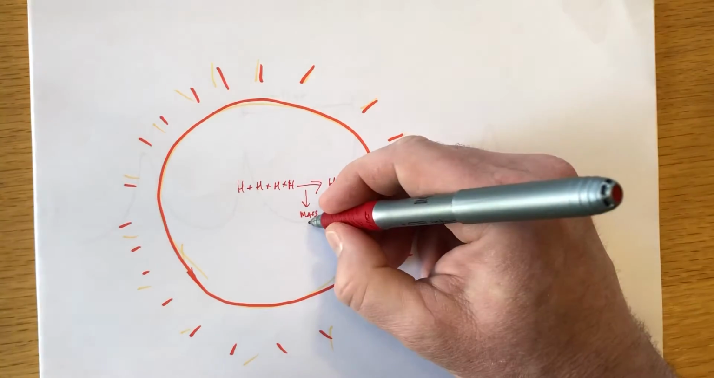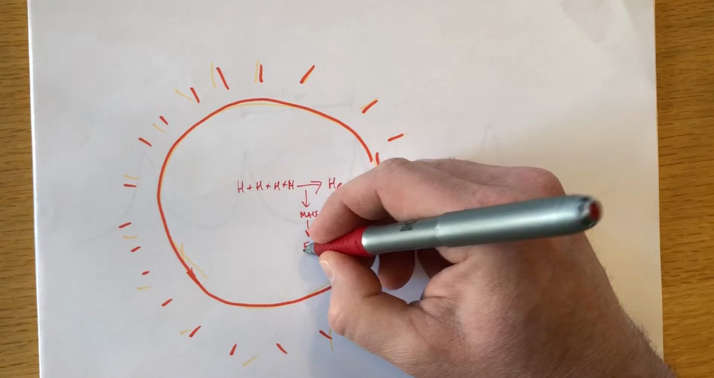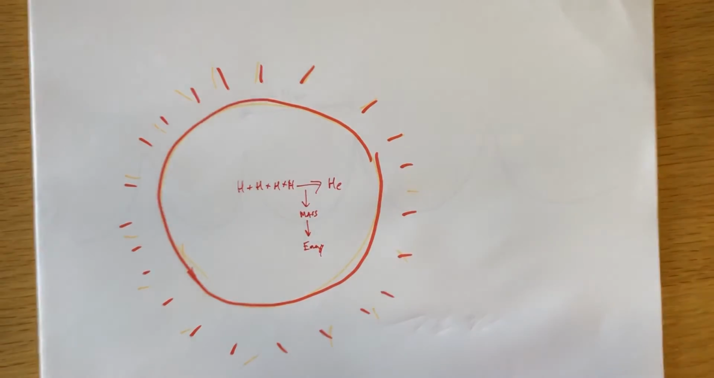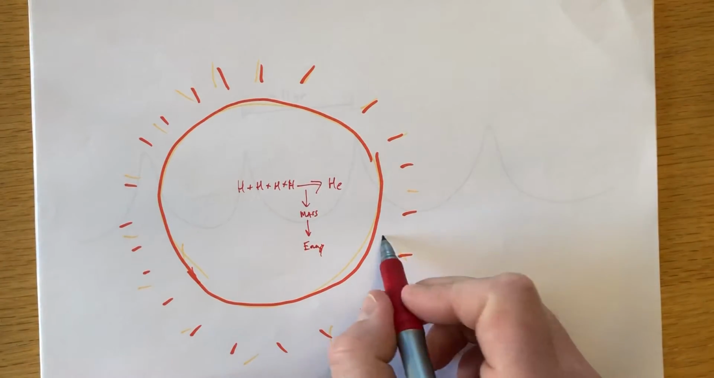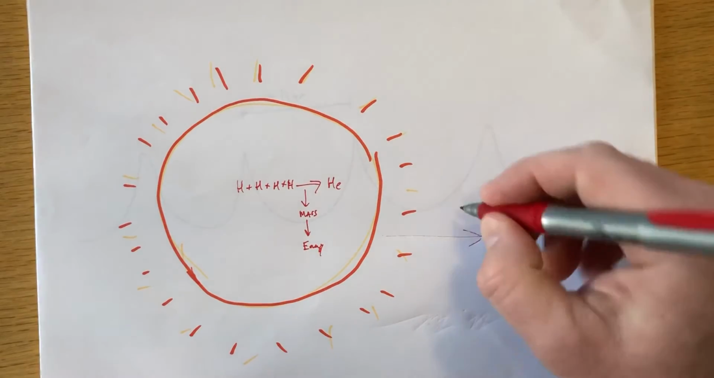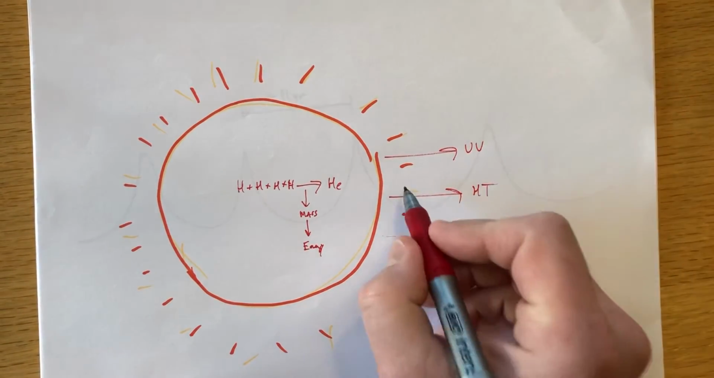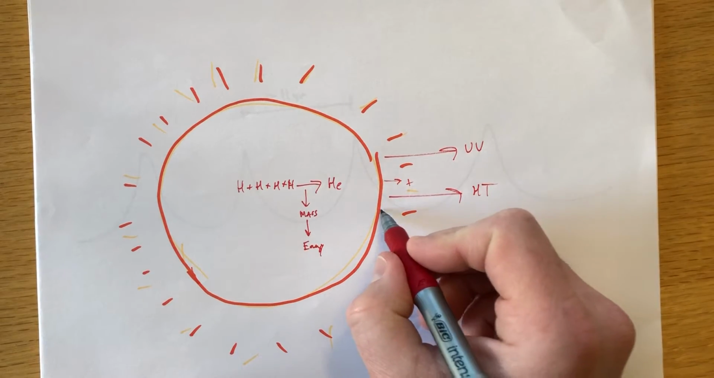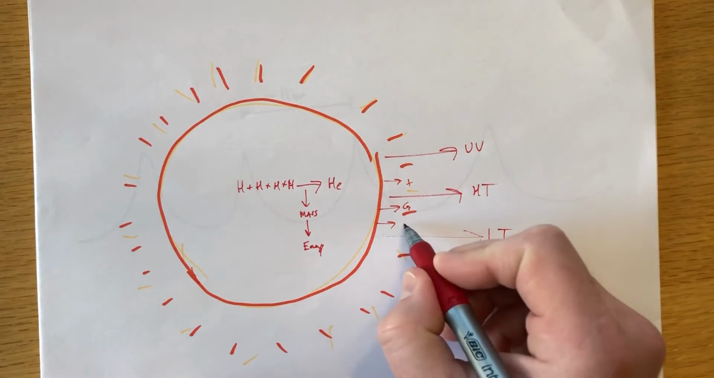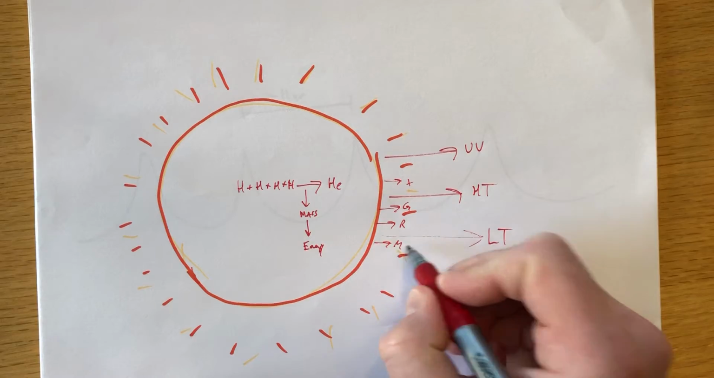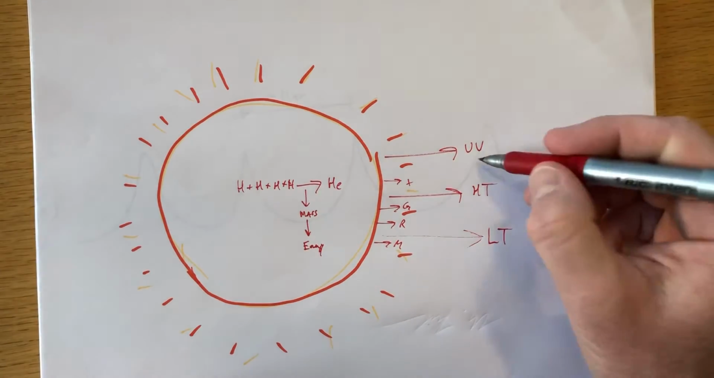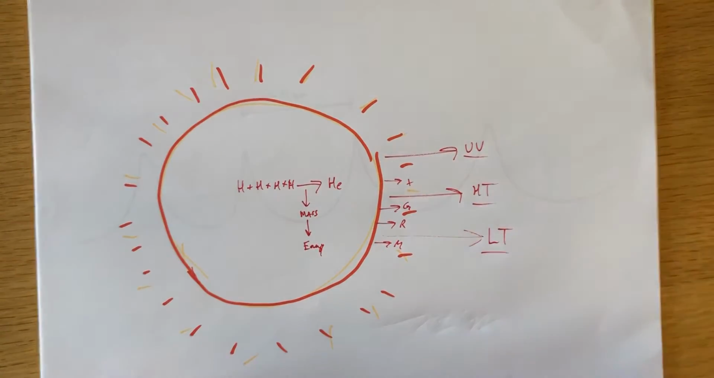That mass gets converted into energy, and the sun gives off energy, mostly in the form of light and heat and UV rays. But there's a little bit of X-rays and a little bit of gamma rays and a little bit of radio waves and a little bit of microwaves. But it's mostly light, heat, and UV rays.